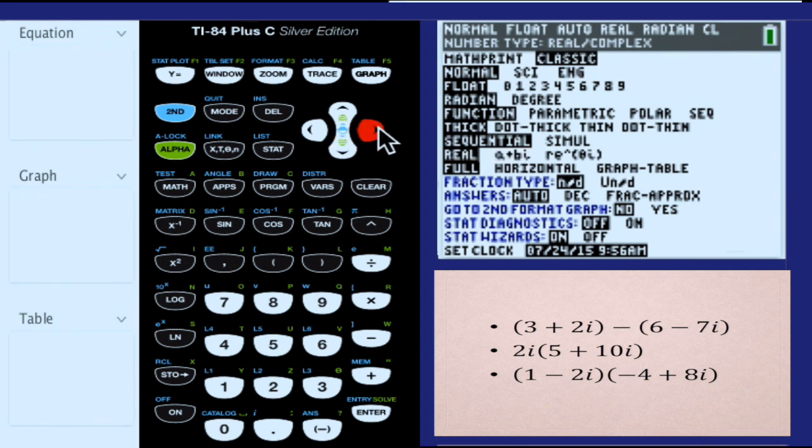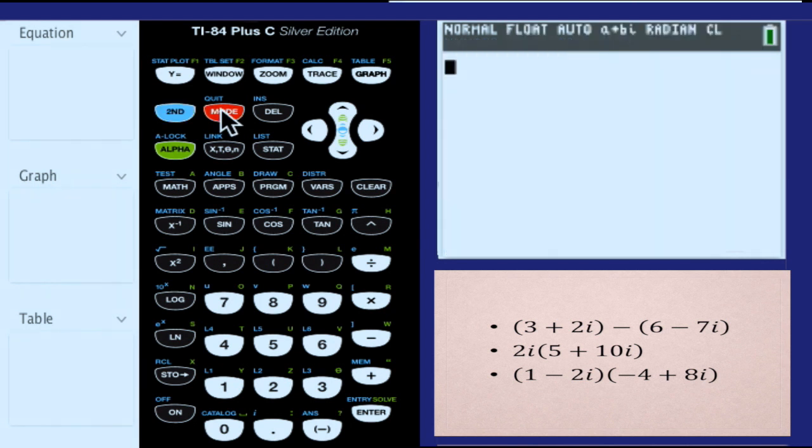a plus bi. Now we need to pick it by pressing enter. And now you'll see that the a plus bi, which is the standard form of a complex number, we want to pick that. We've got it. So let's come out of this mode and press second, which is the blue button, and then mode again, which will quit the screen that we're on.